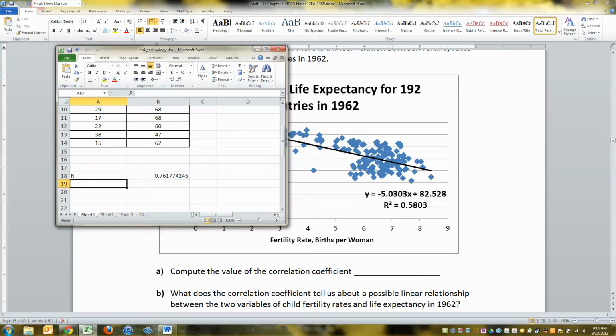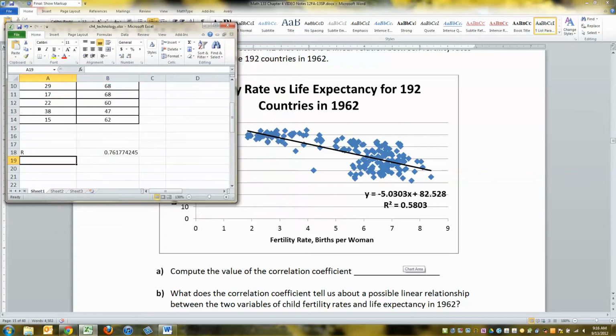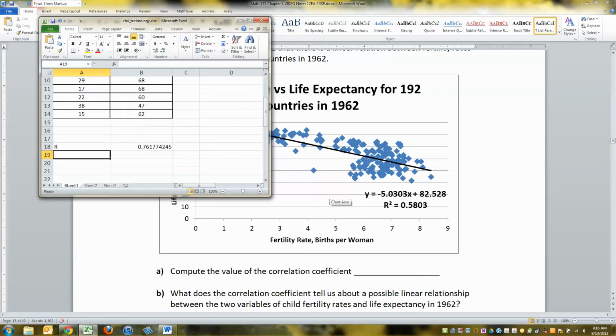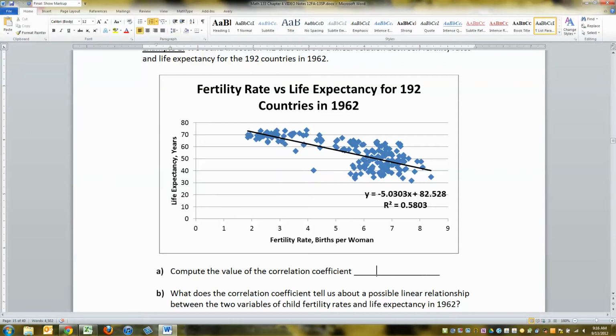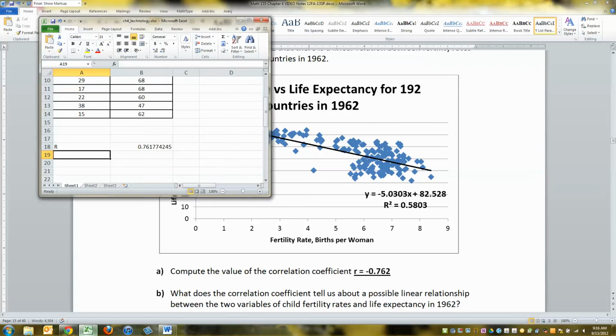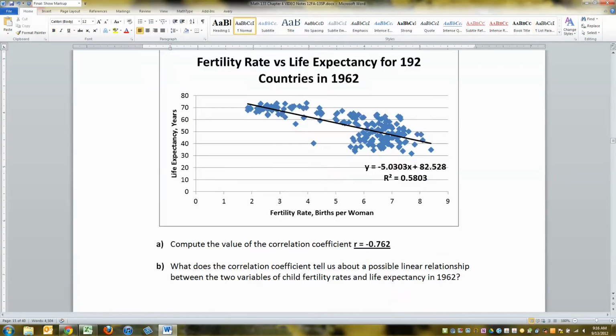There you go. Now, the interesting thing about this is that when you take the square root, it could be positive or it could be negative. So you have to look at the picture and figure out that it must be, in this case, negative because this is going down. So for our purposes, r is equal to negative 0.762. Let me go back. Yep, 762.